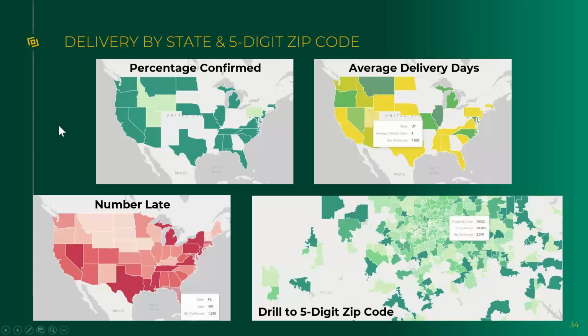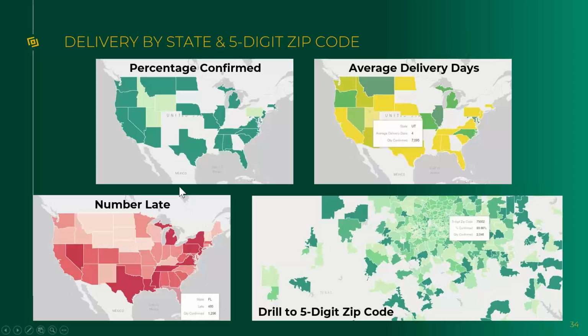We'll also present maps, right? So this is just a few of the different metrics that are available in maps, but we'll show you mapping by state, and by 5-digit zip codes. So we'll show you the percentage, in this case confirmed, so you'll be able to see what states have a lower percentage of confirmed delivery. We'll show you the average delivery days to different states, where you might have statements being mailed. We'll show you the number of pieces late. A lot of these are just 3 of probably 10 or 12 different metrics that are mapped.